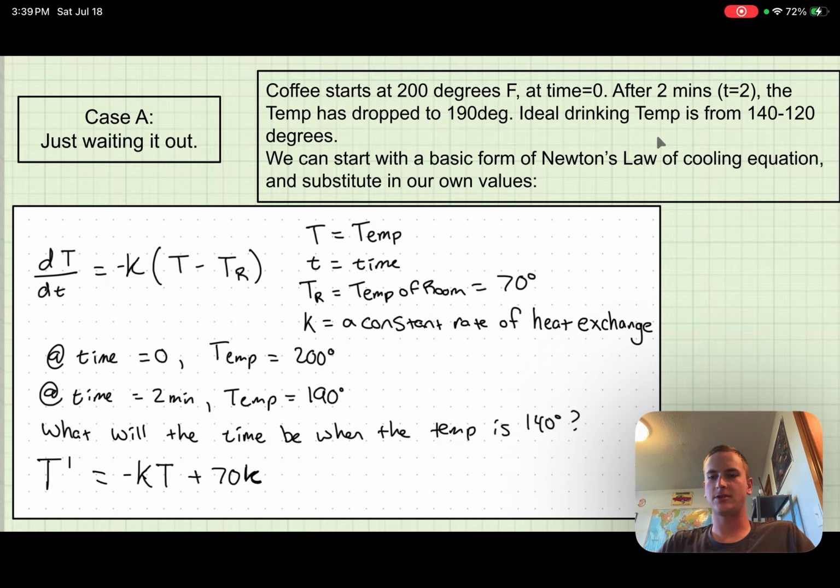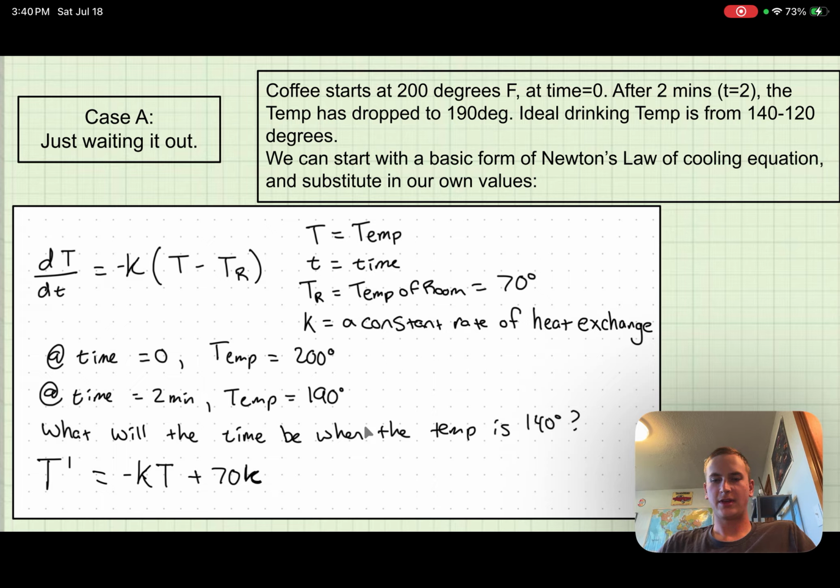The drinking temperature that we're going to try to target, the range, the zone, is going to be 140 to 120 degrees. That's the optimal drinking temperature. So we're going to start with a basic Newton's law of cooling equation right here, where big T is temperature, small t is time, TR is the temperature of the room, which changes in case B because you're going outside. K is a constant rate of heat exchange, which we'll solve for, and which is also a constant throughout the project.